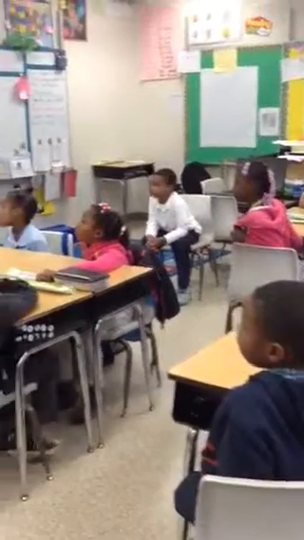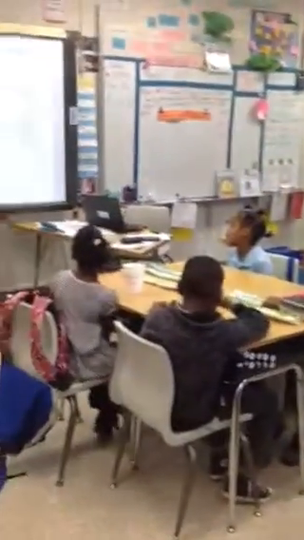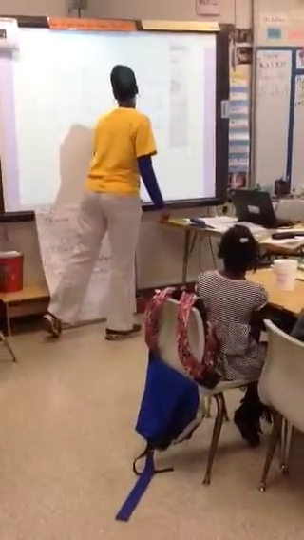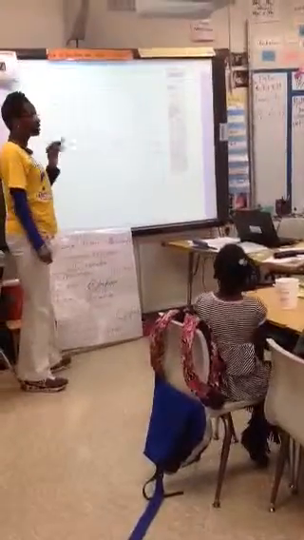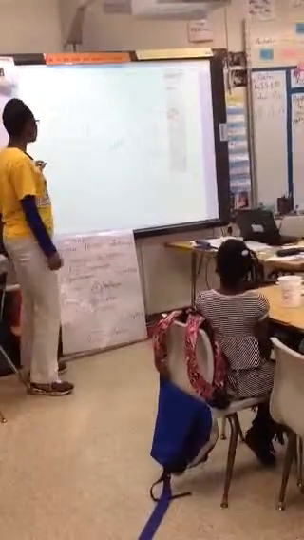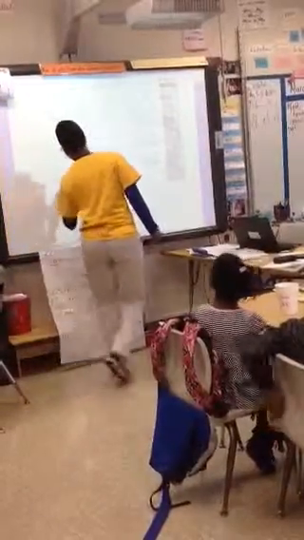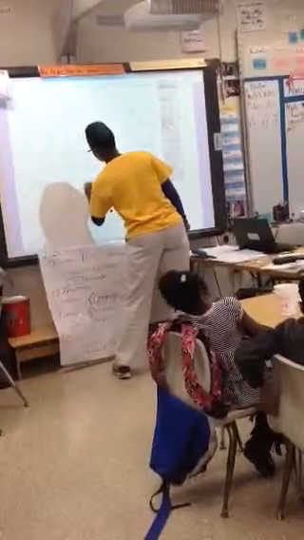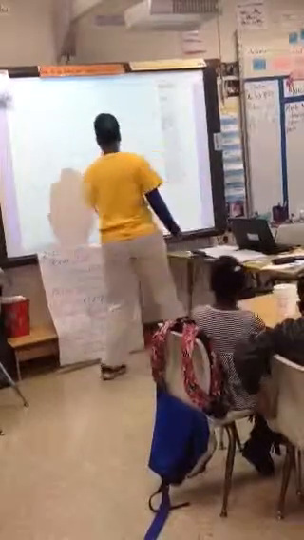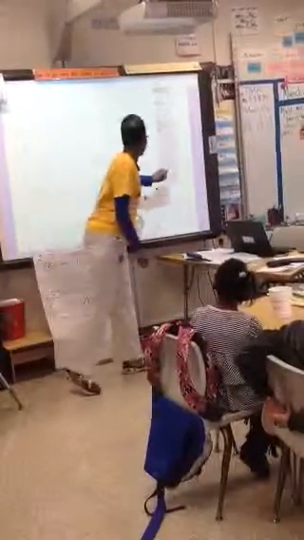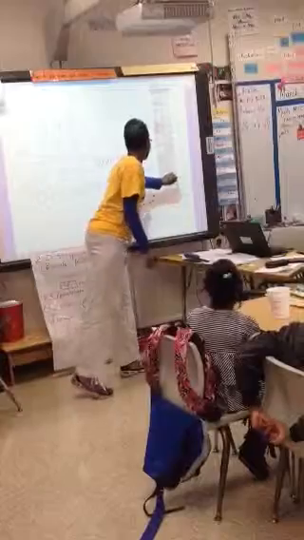562. And when we're adding, our answer is called the sum. The sum. Now, can we write this in expanded form? Yes. Okay, how do we write it in expanded form? 500 plus 60 plus 2. Very good. Okay, we're going to do one more, and then we're going to move on.